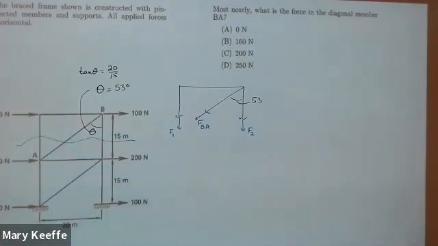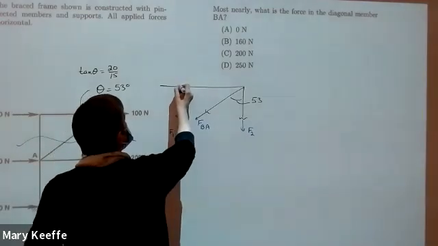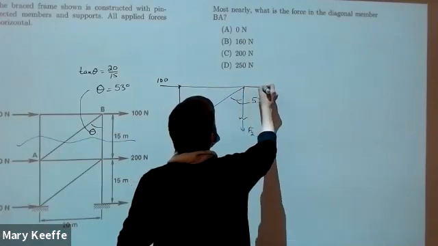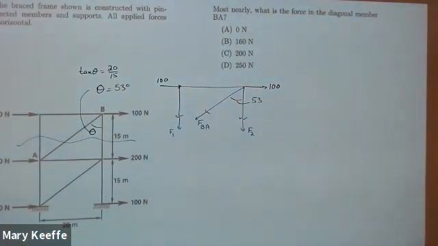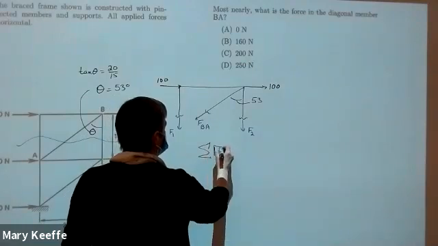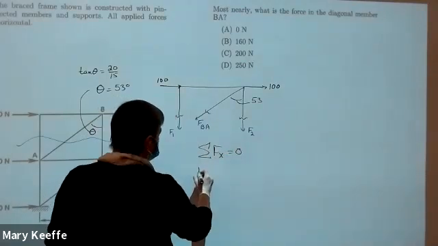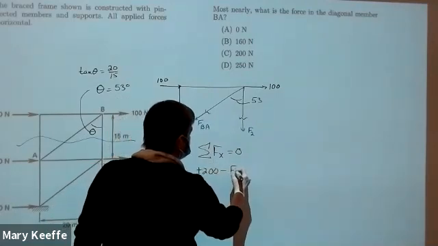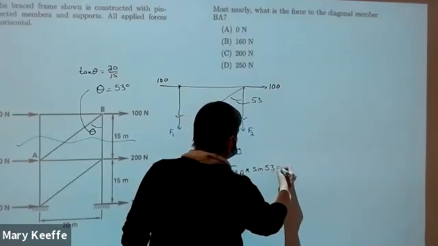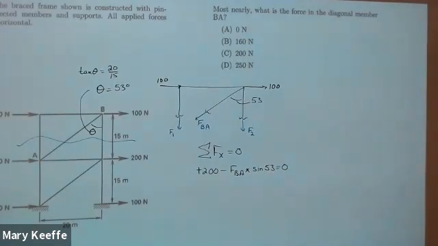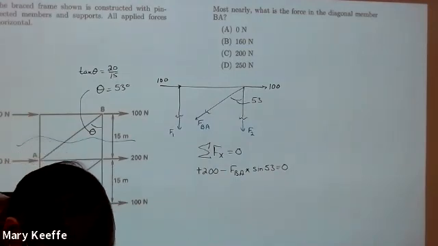Oh, sorry, I left out those thousands up there. Oh, actually, that's an easier way to do that. Just sum in x. I didn't see that my first time through. Yeah, just sum in x. So we've got a plus 200 minus FBA times sine 53. That's what I got.